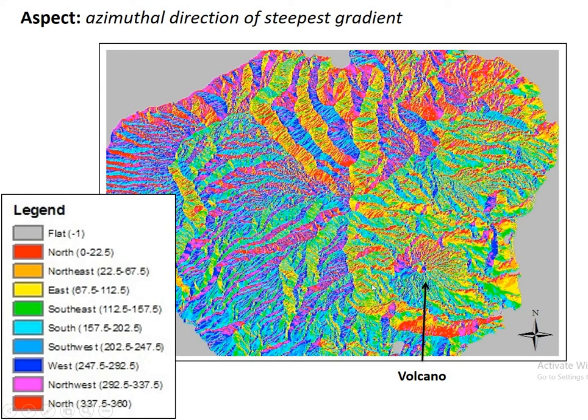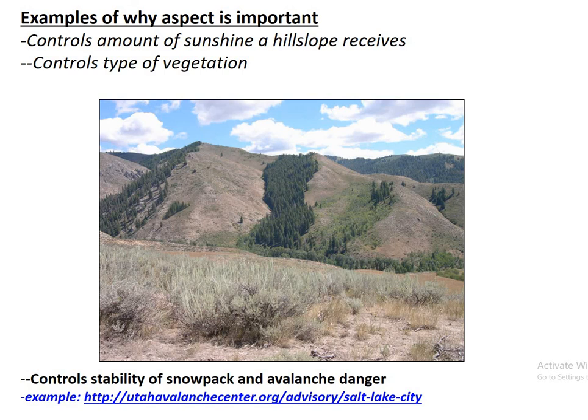This aspect raster may be an input into additional calculations, and it's important for lots of reasons. One obvious one, we talked about avalanches already. Also, it controls the amount of sunshine that a hill slope receives, so sunnier slopes may be drier or wetter, because of the sun. It may control the type of vegetation that's growing, so it's a pretty important factor in a lot of analyses.